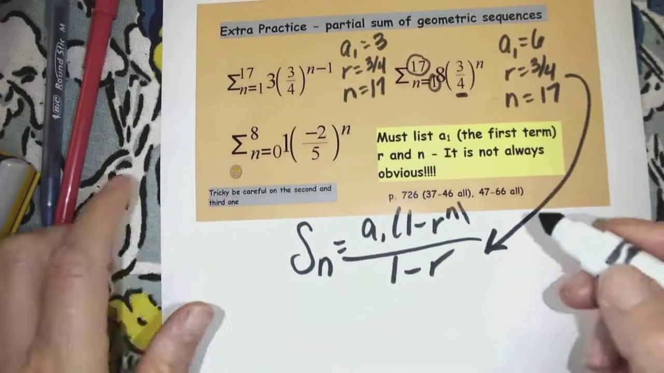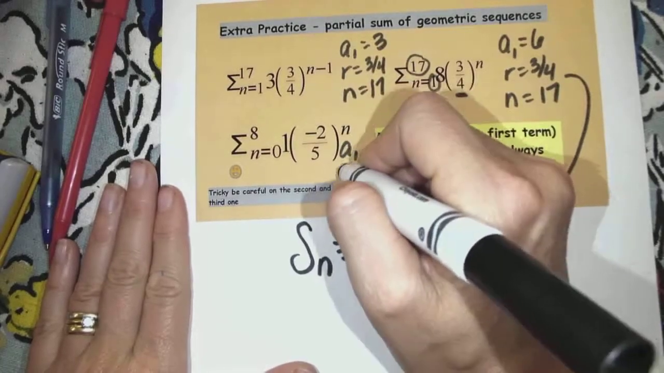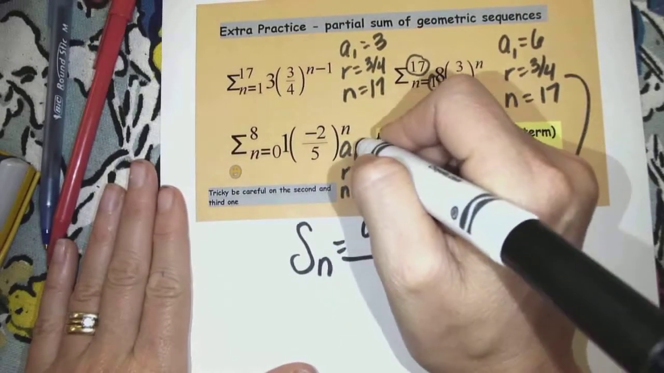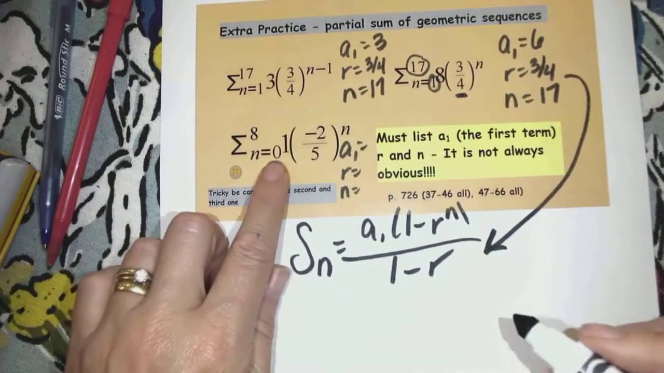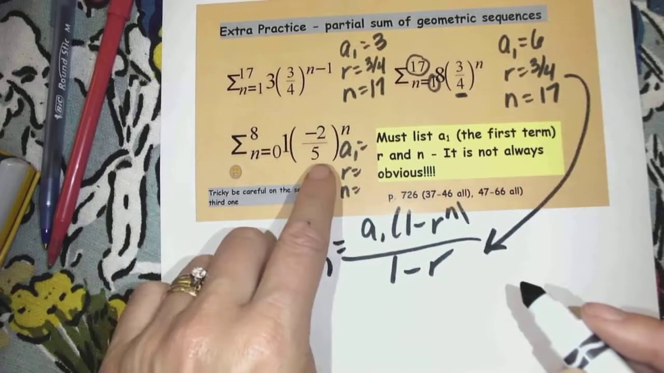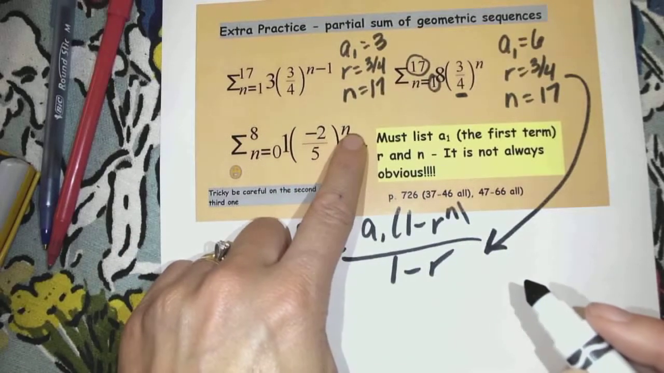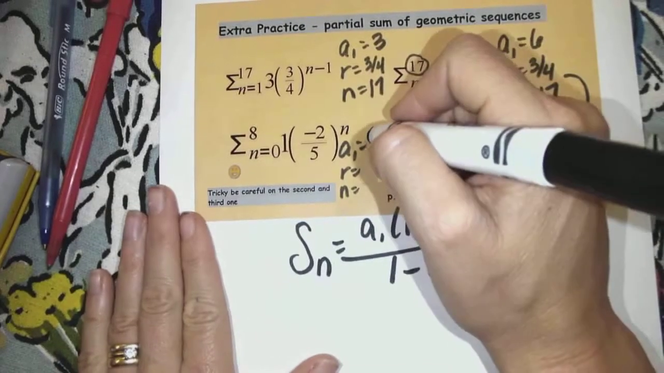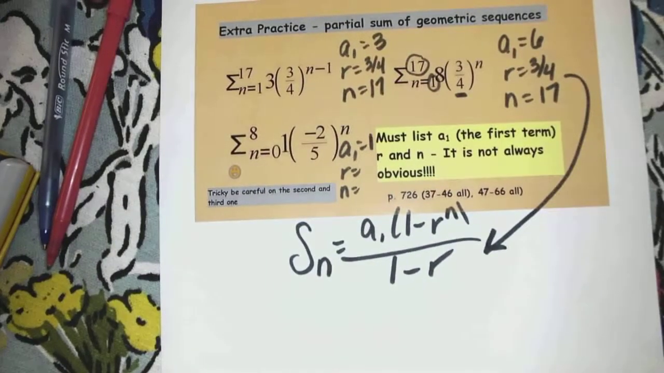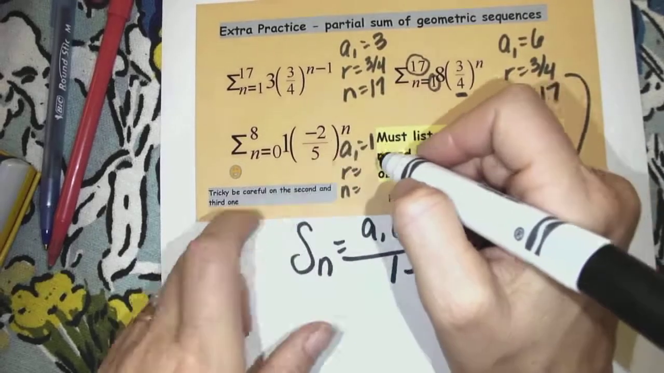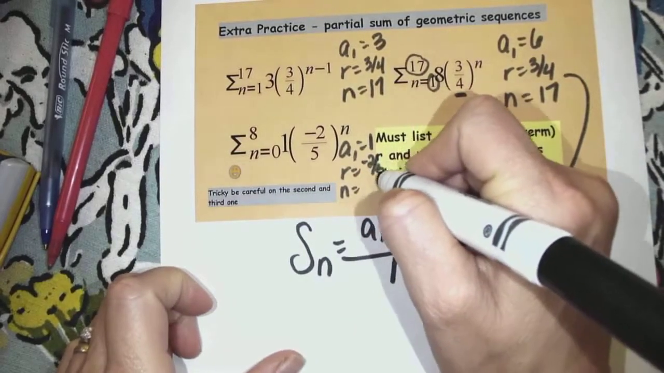The next one is a little tricky. Again, I would need these three things. Weird to start with a 0, but sometimes they do it. Negative 2/5 to the 0 power is 1. 1 times 1 is 1, making my first term in that sequence that I'm adding up a 1. R, again, is the number being raised to the power, which is negative 2/5.